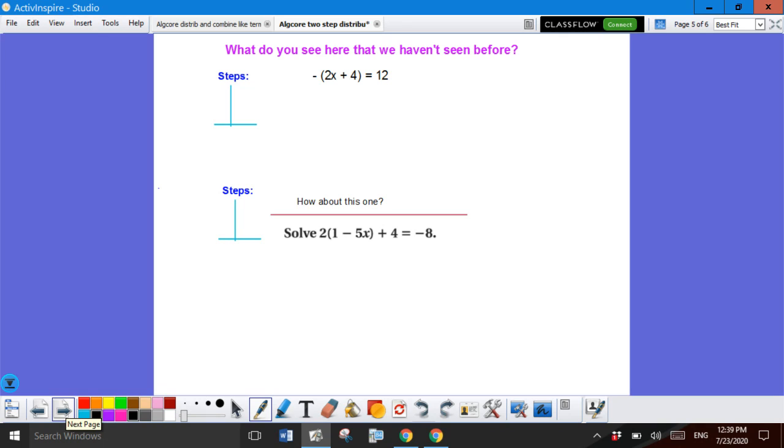All right, go ahead and take a look at this next one. What do you think's going on in this one? So I see this negative right here, and I need to realize that that is a negative 1. So negative 1 times 2 is a negative 2x, and a negative 1 times 4 is a minus 4. Okay, go ahead and hit pause and finish that problem.